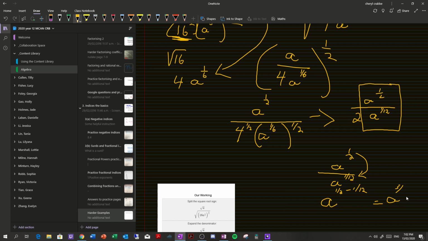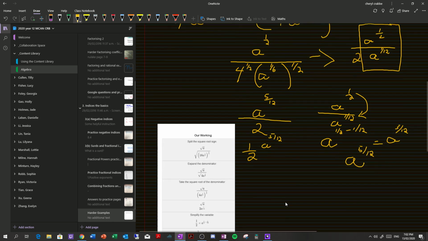Excuse me, I'm working on my mouse here, not my pen. A to the 5/12. I'll rewrite that. A to the 5/12. So where did that come from? All of this goes in here. So we have basically this has turned into this. So a to the 5/12, and that 2 is on the bottom, so we just put that over 2. We could write it as a half a to the 5/12 if we needed to. We were happy with that.